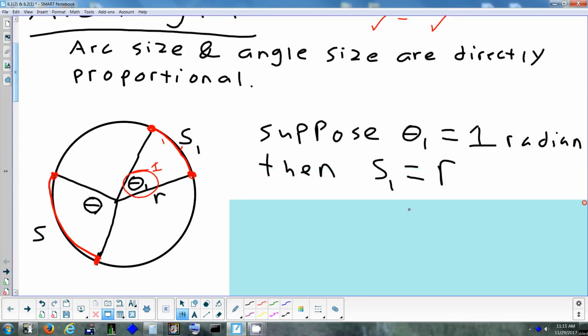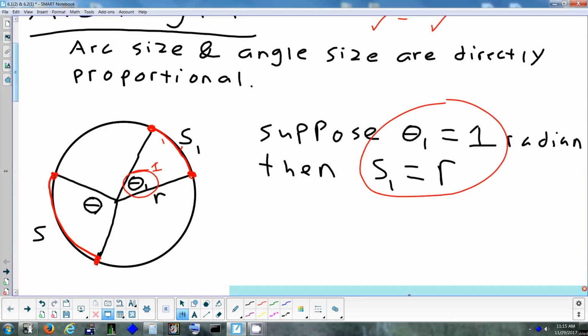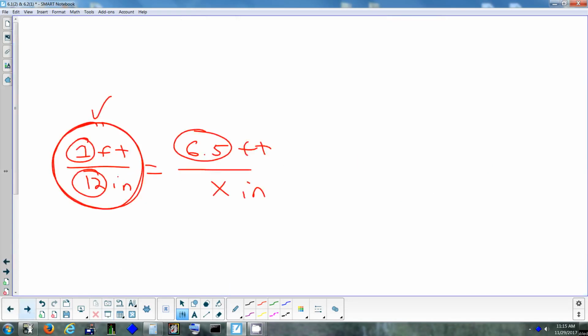So if you decide to let theta 1 equal 1, then the arc is exactly the same as our radius. That fact right here is going to be like our 1 foot 12 inches. It's a fact that's true, and we can use it to figure out anything else we want. Okay, so let's set up a proportion just like we did here.